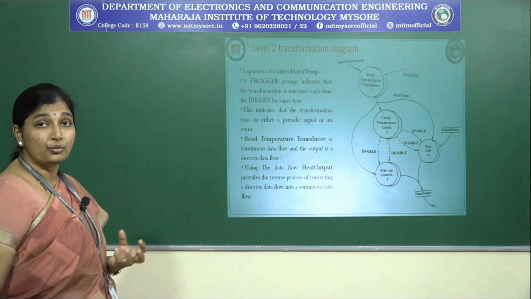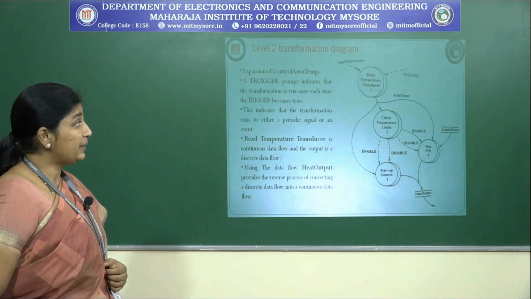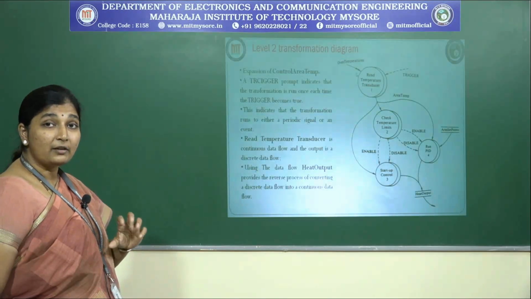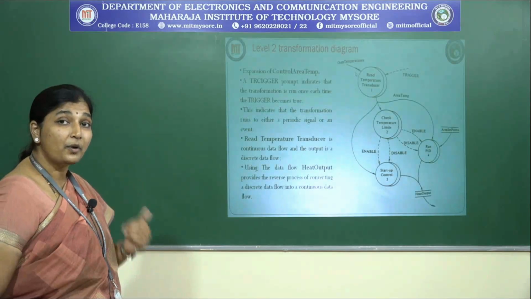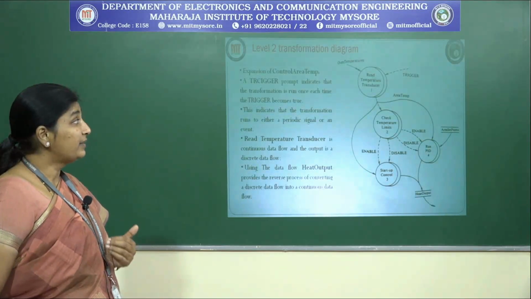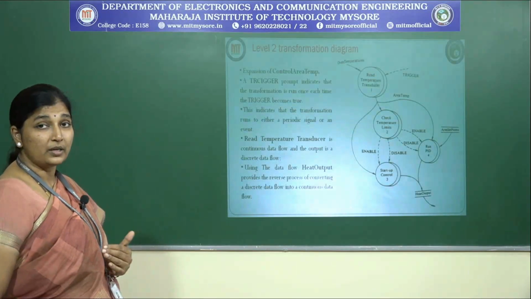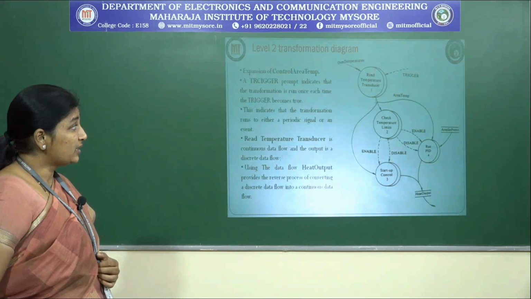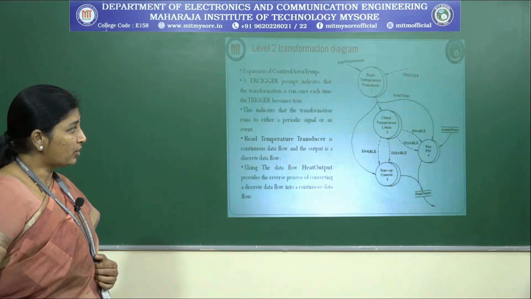So if the trigger is true, that is, if it is high, what will happen? Then the read temperature transducer does a conversion for every triggered input, only when the trigger is on. So that becomes your prompt, correct? So when a trigger is true, the read temperature transducer converts from one form of energy to another. You see here there is a continuous line, correct? Then later you have a dotted line.